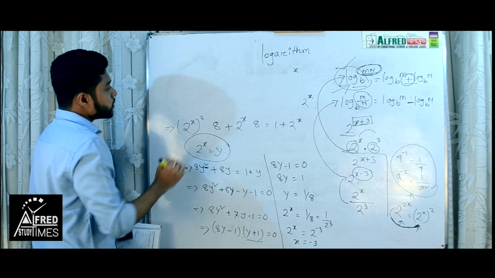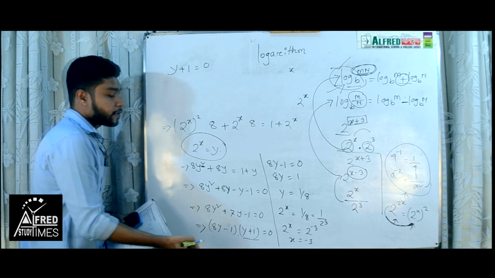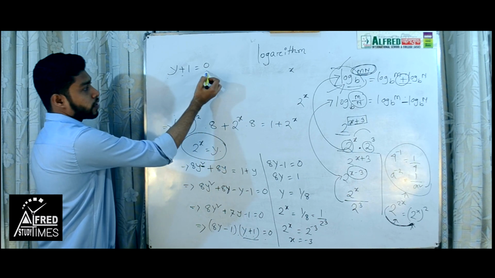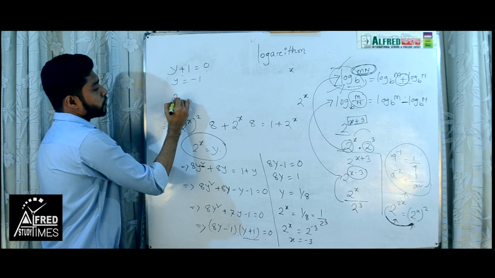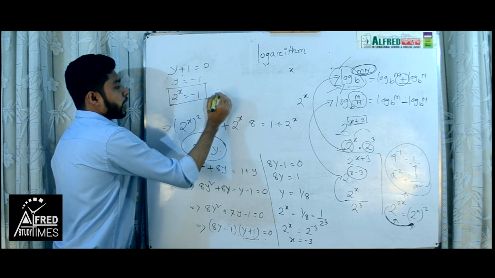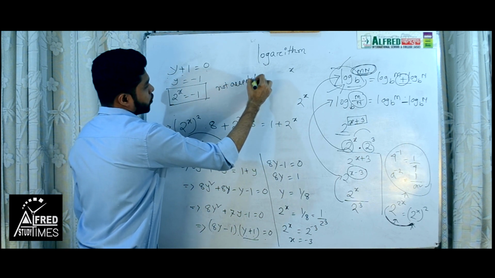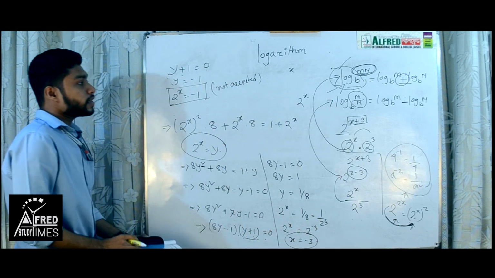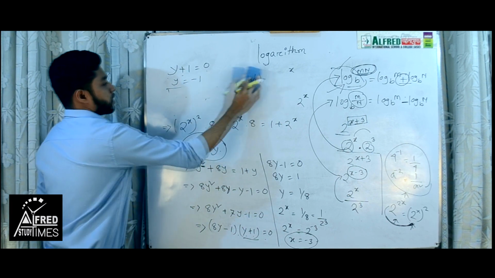So my another part is y plus 1 is equal to 0. Then y plus 1 is 0, we can write y is equal to minus 1. Y is the right to the power x is equal to minus 1. This will not be accepted. Okay. So my answer is only minus 3. So that is my math. I have finished it. So now I am going to my next math.